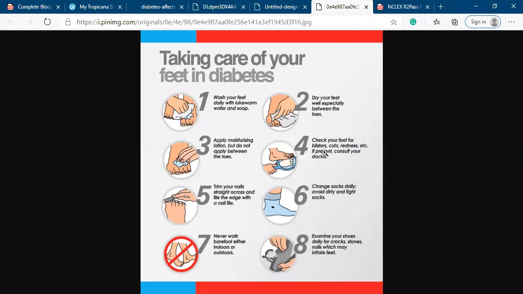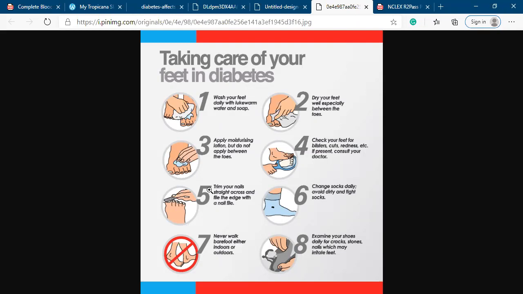Do not go barefoot or wear open toes or heel. It is very dangerous for them. Never walk barefoot, right? Even indoor or outdoor. Use foot powder, right? Or always check the sweaty foot. You have to make it dry.